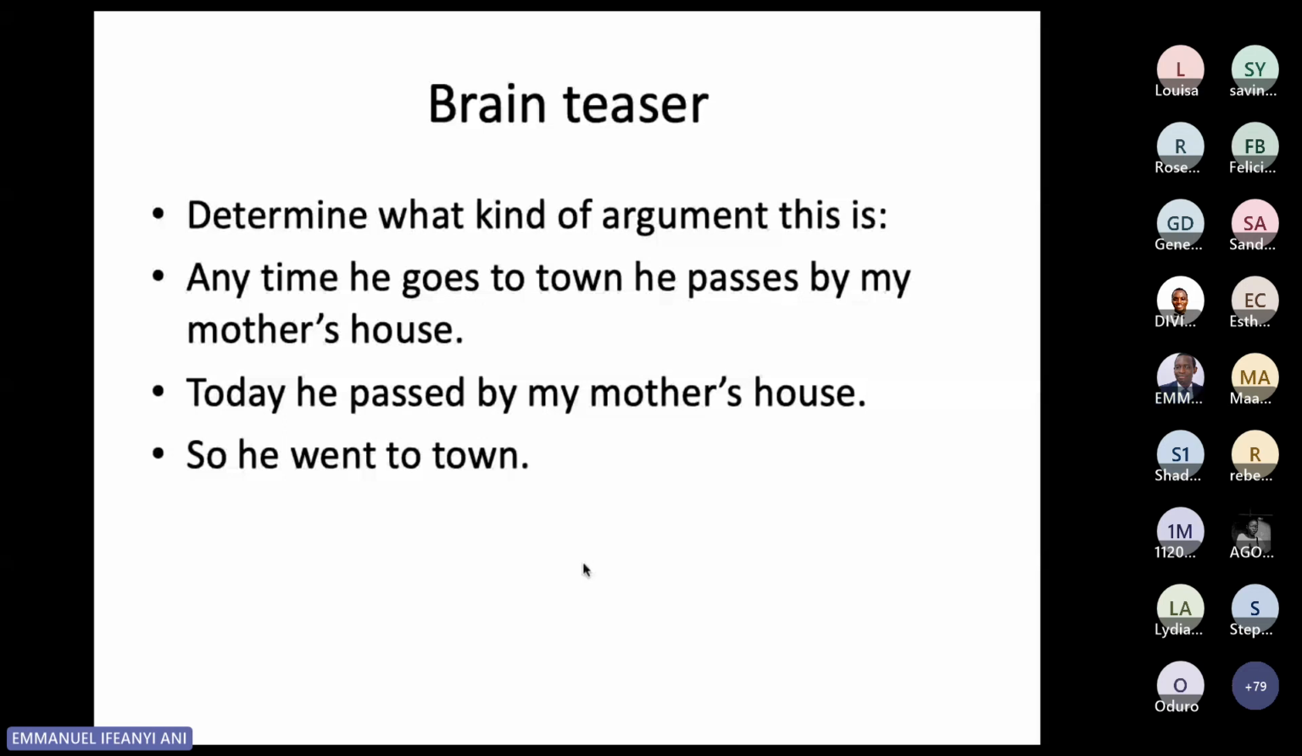One, which one is the conclusion? Obviously, the conclusion is "so he went to town." That means that the first two statements are the premises. Now, among the premises, which is the major and which is the minor? The major is the one you can convert to a conditional. Anytime he goes to town, he passes by my mother's house. That already looks like a conditional. To make it a perfect conditional, you just rework it with if and then.